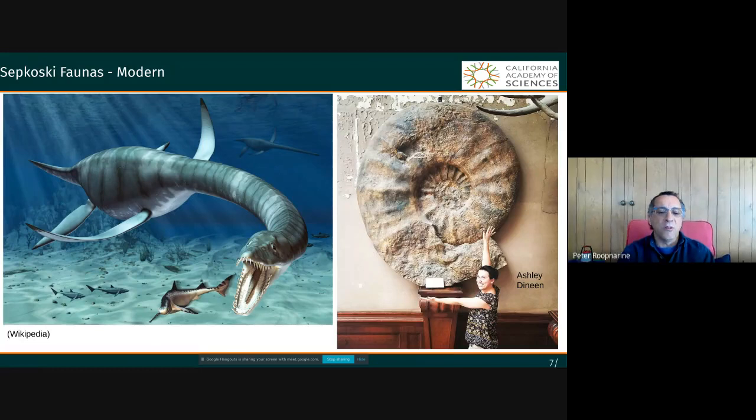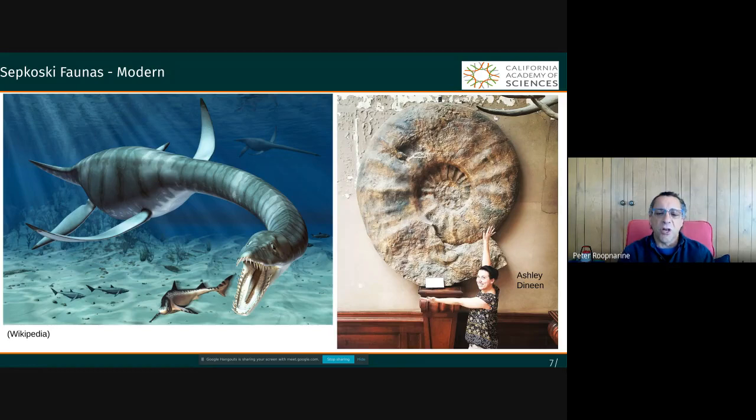So here we see an ancient Mesozoic ocean. We have these giant marine reptiles, giant fish, giant ammonites. There's a former postdoc for scale there, Ashley Dineen. And even though we no longer have these giant ammonites or giant marine reptiles roaming the modern oceans, the characteristics of these marine communities have not changed very much.